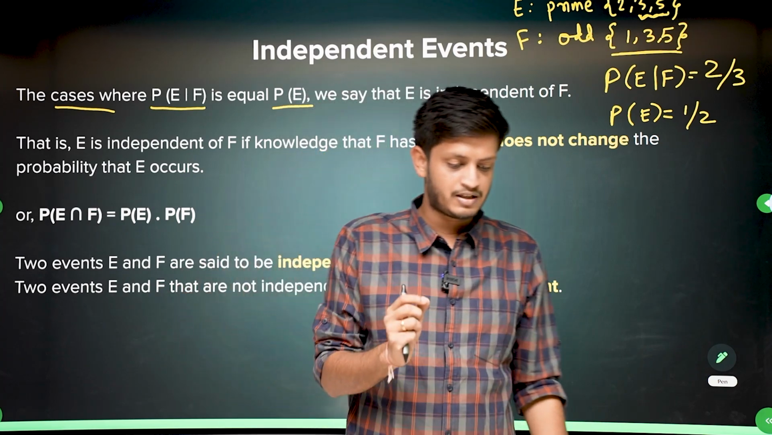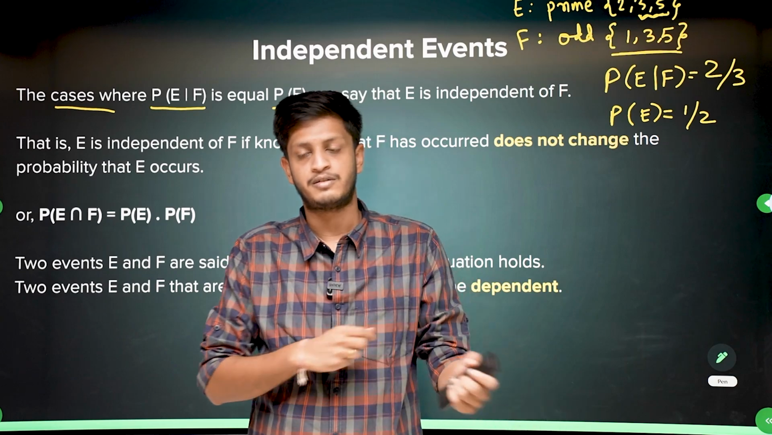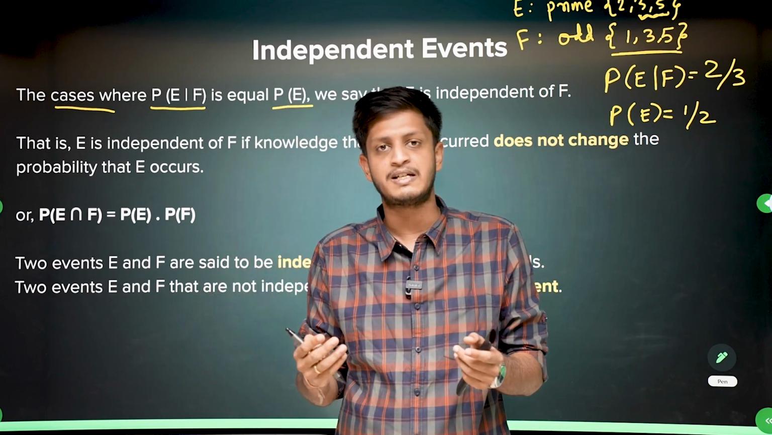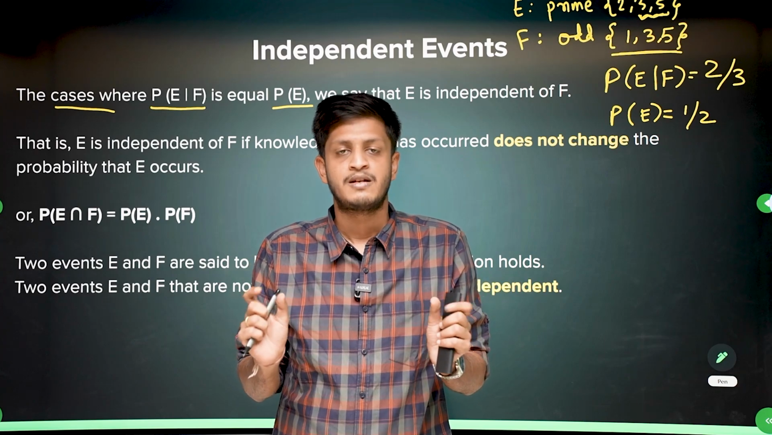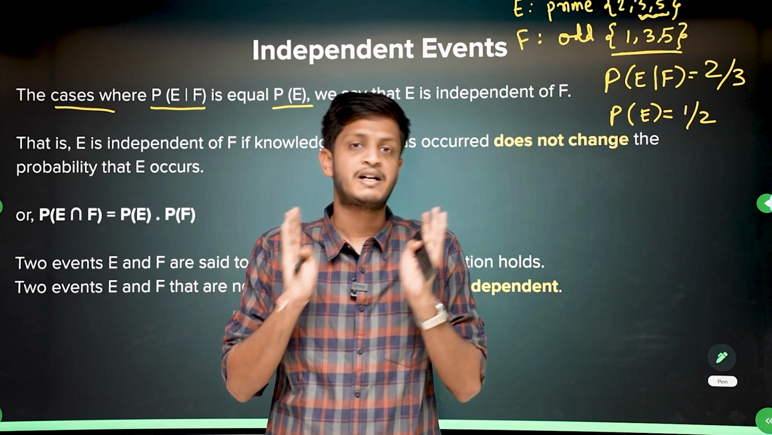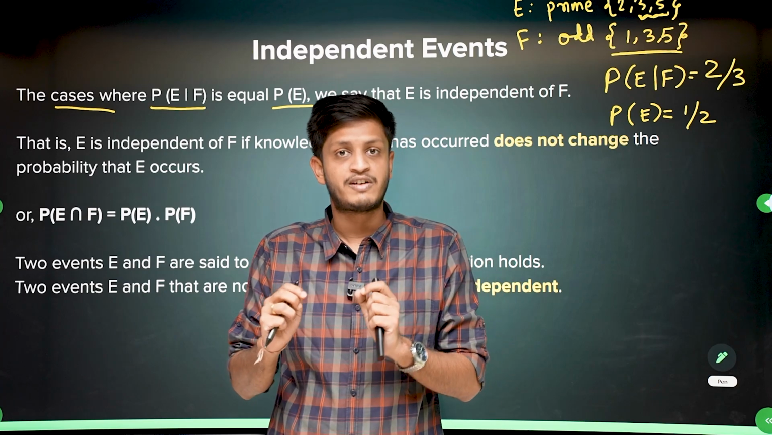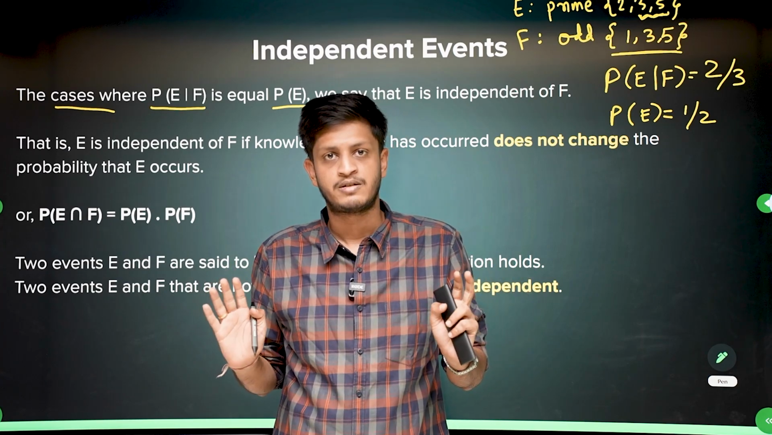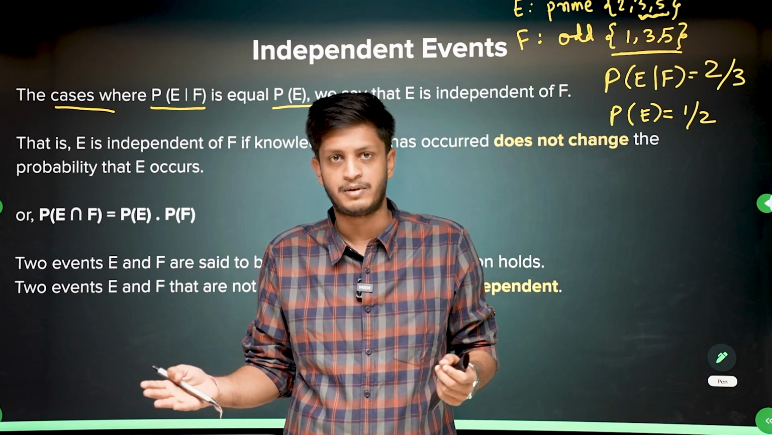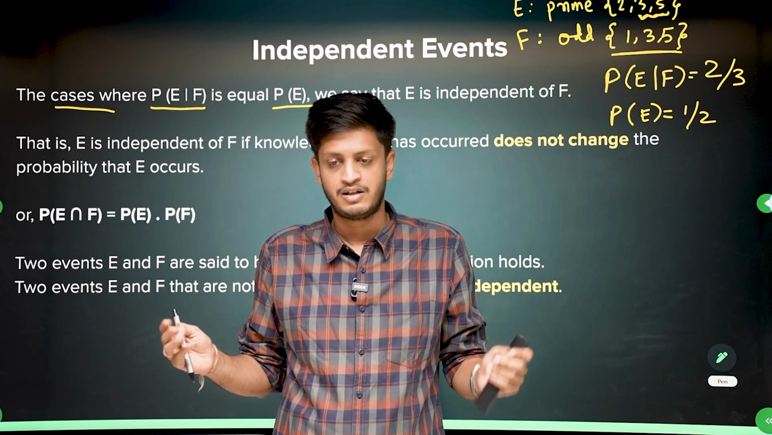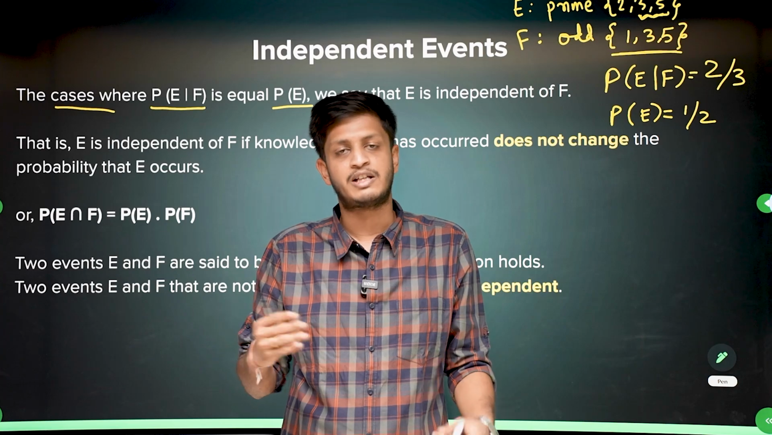A very common mistake, or common difficulty which people face in probability, is that they consider independent events and mutually exclusive events the same. Mutually exclusive events are different, independent events are different. Mutually exclusive events don't have anything in common. For example, getting an even number and an odd number. These two events have nothing in common, so their intersection is phi, the empty set.